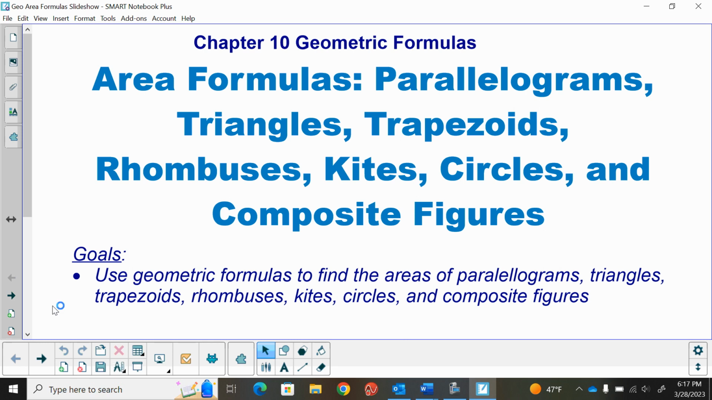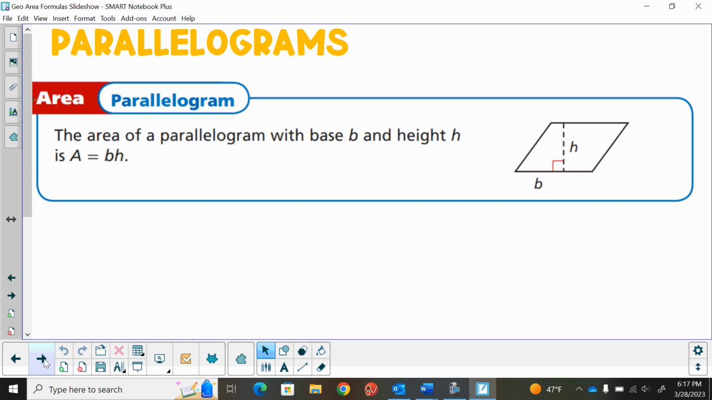So in today's video, we're just going to focus on the area formulas for parallelograms, triangles, and trapezoids. And then next class, we will talk about rhombuses, kites, circles, and composite figures. All right, so let's start with parallelograms. So we've already studied parallelograms. We know all the characteristics, all the features. So we're going to just focus on area.